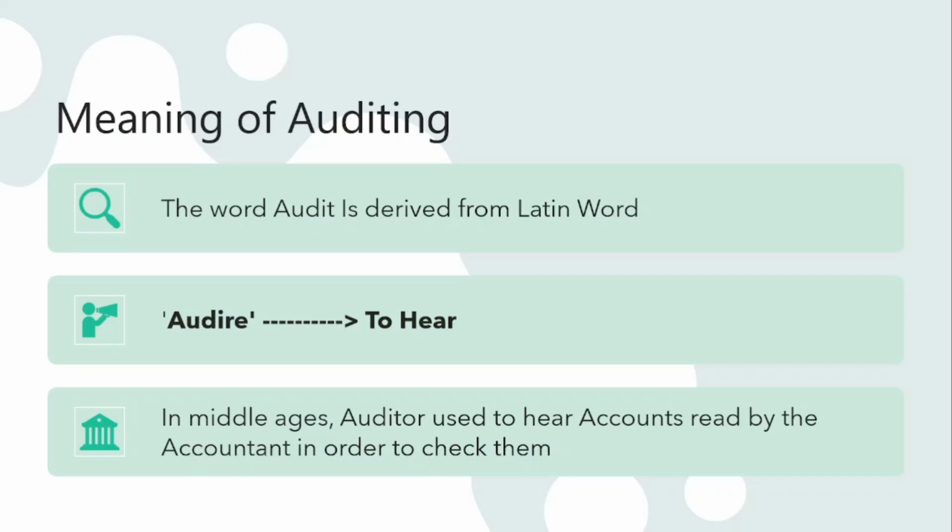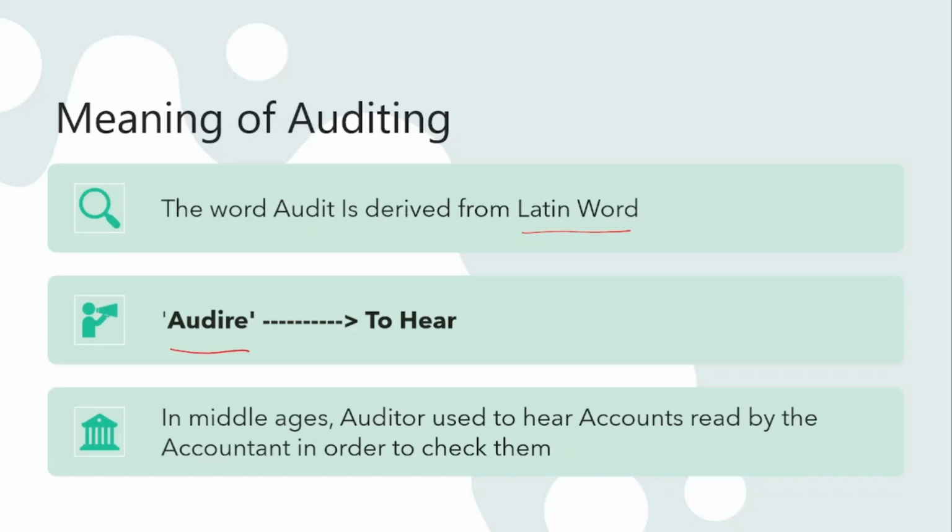The word audit is actually derived from a Latin word, audere, which means to hear. Now, to hear means what? If you are listening to a person, you will completely listen to what the person is telling. Then you will try to analyze whether whatever the person is telling is true or not. Similarly, auditing means you need to check all the books of accounts of the company and give a report stating whether it is correct or wrong.